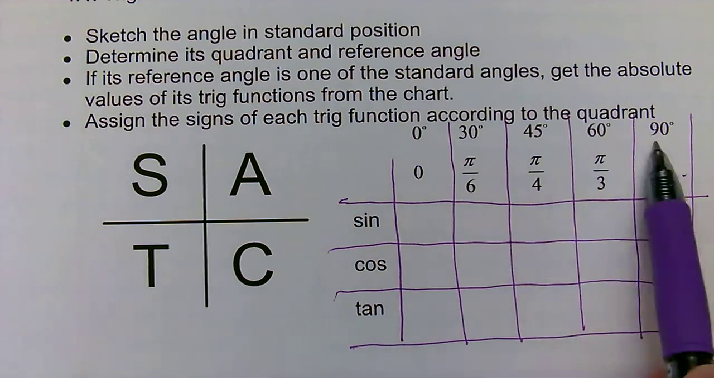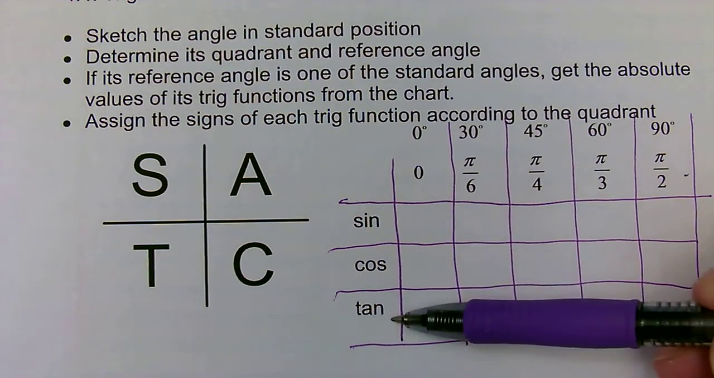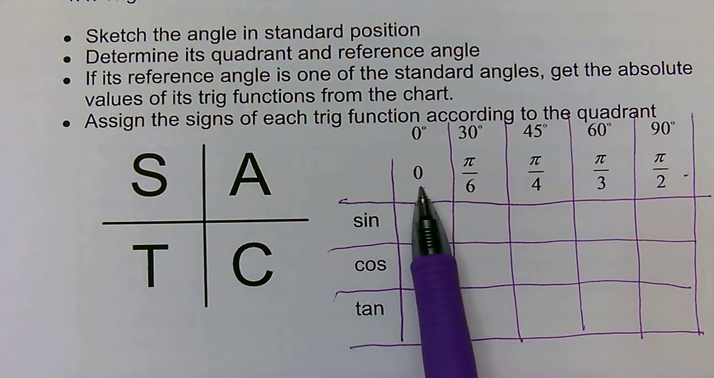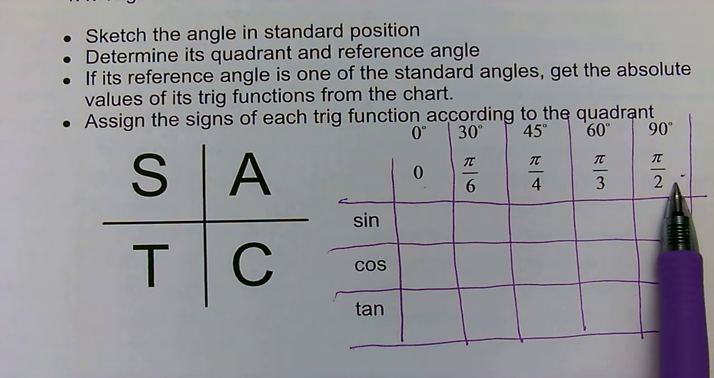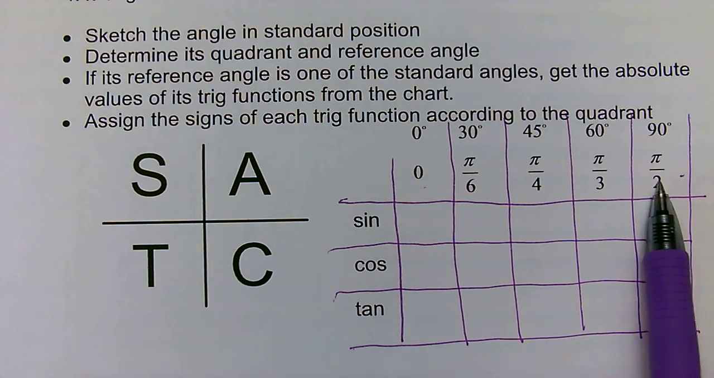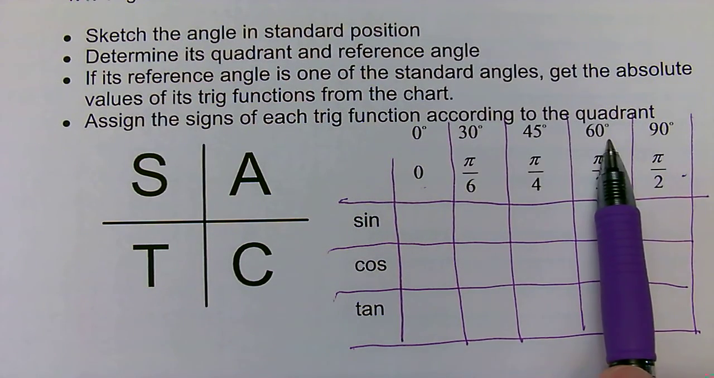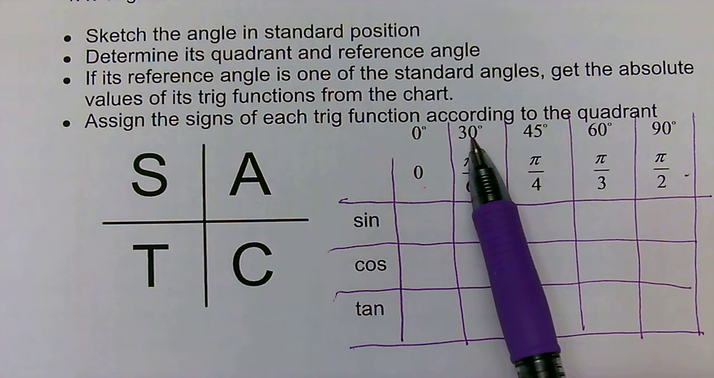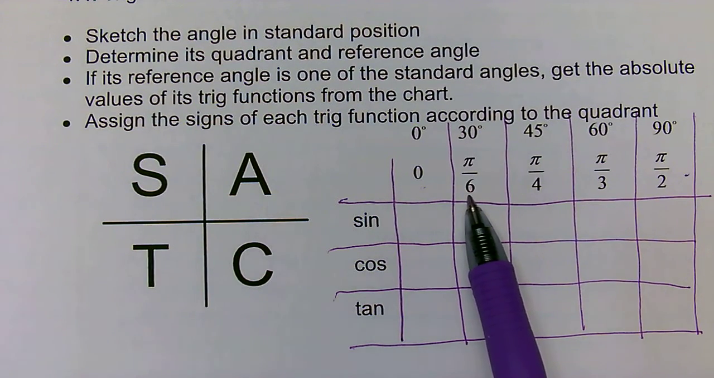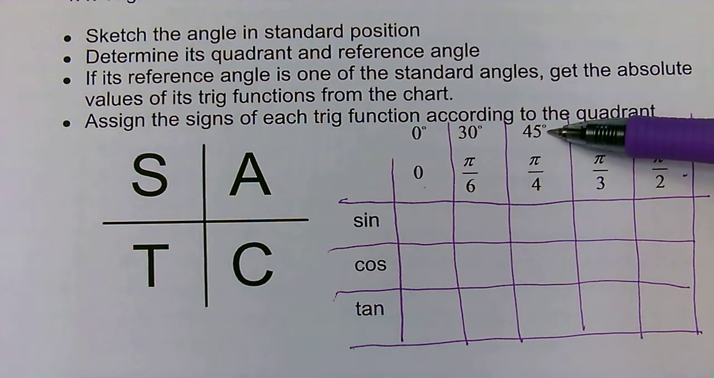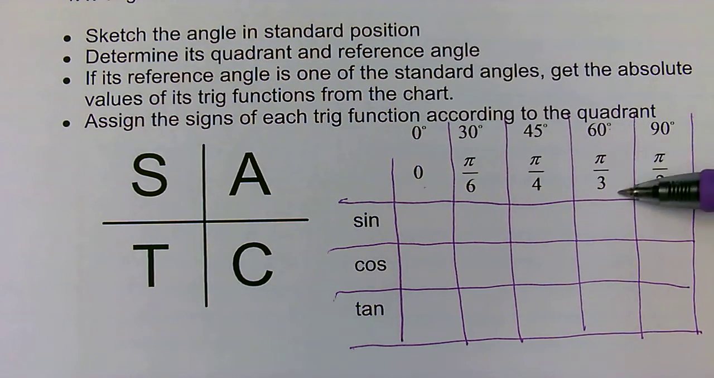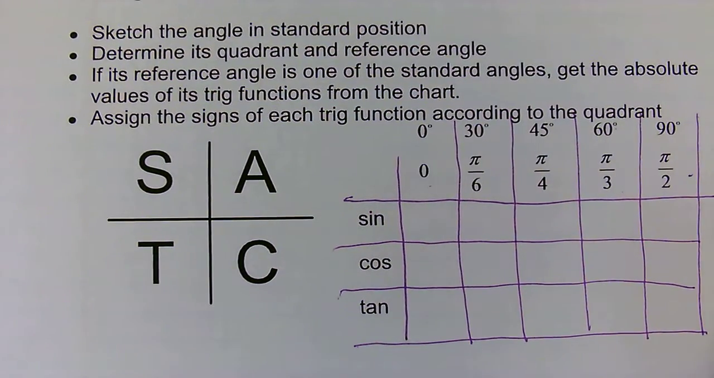You start by putting the labels for the chart, sine, cosine, tangent, in that order down the side, and our special angles starting with 0 and going up to 90 degrees or pi over 2. Now remember, our 30, 45, and 60 are all nice fractions of 180, which is pi. So 30 is 1/6 of 180, so its radian angle is pi over 6. 45 is 1/4 of 180, so it's pi over 4. And 60 is 1/3 of 180, so it's pi over 3.